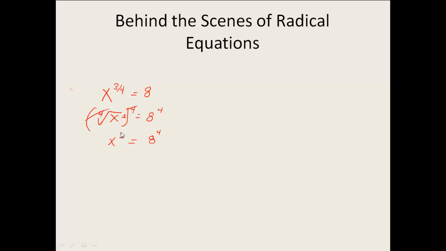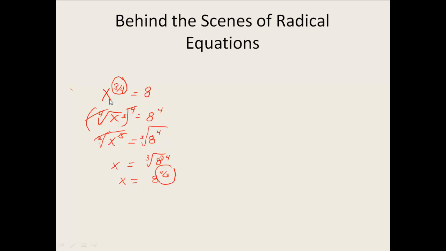Now in order to get x by itself, I have to get rid of this cubed. In order to get rid of cubed, I would need to do a cube root. So I would have to cube root both sides. Those would cancel out, and I would be left with x equals the cube root of 8 raised to the fourth. Now I could rewrite this as 8 raised to the 4/3 power, and then continue to simplify it from there. But what I want you to look at is my exponent here, and what I started with. Notice that they are reciprocals of each other.